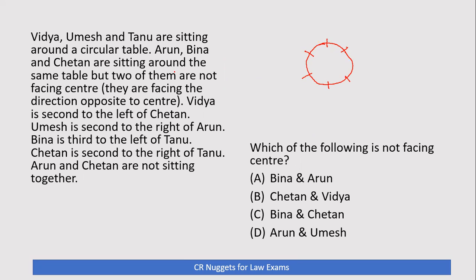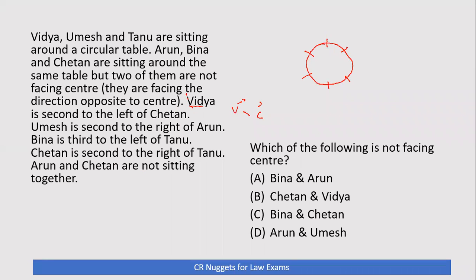Now we know that out of Arun, Beena and Chetan, two are sitting facing outwards, not towards the center. Vidya is second to the left of Chetan, but I cannot do anything with it. I can write that Vidya is second to the left of Chetan, provided both are facing the same way, so I cannot infer anything from this. Umesh is second to the right of Arun. I cannot infer anything from this. Beena is third to the left of Tanu. Chetan is second to the right of Tanu. Arun and Chetan are not sitting together.